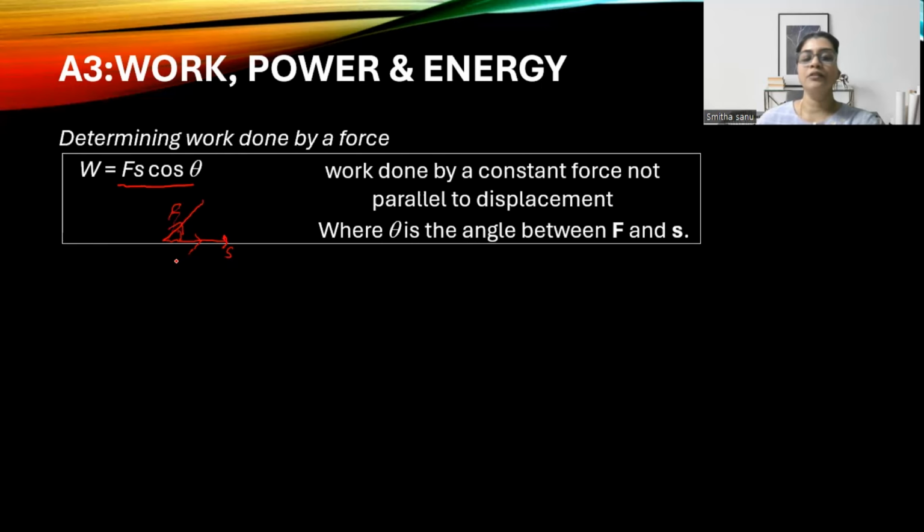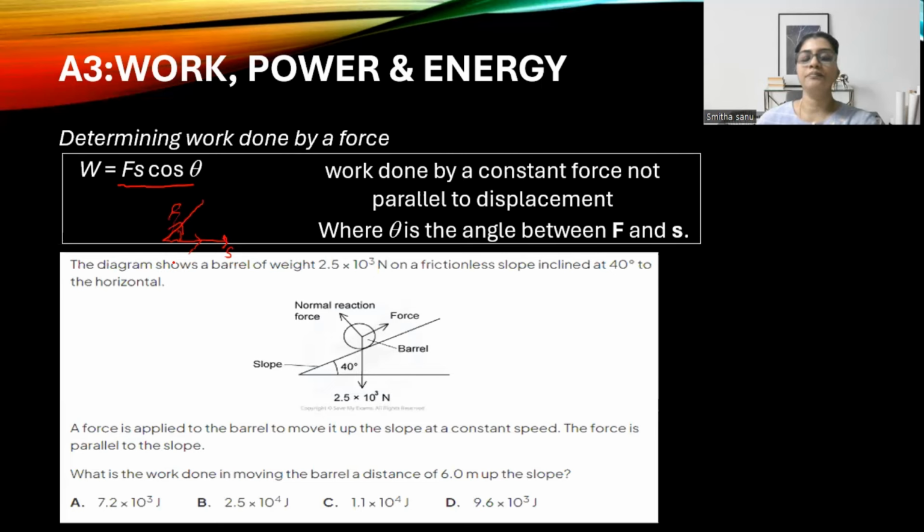Let's apply it to this exam style question. Look at this example. There is a barrel having a weight of 2.5 into 10 to the power 3 newtons. It is moving along the slope, going above in this direction. So the displacement is in the direction of the force, which is moving upwards. Theta is 40 degrees. And the question is, what is the work done?